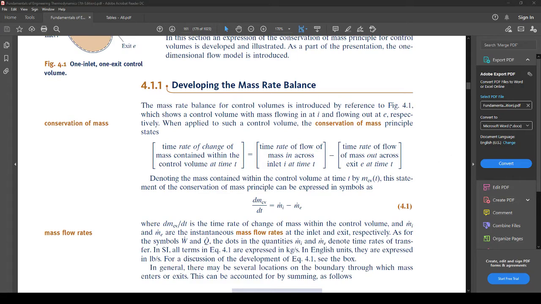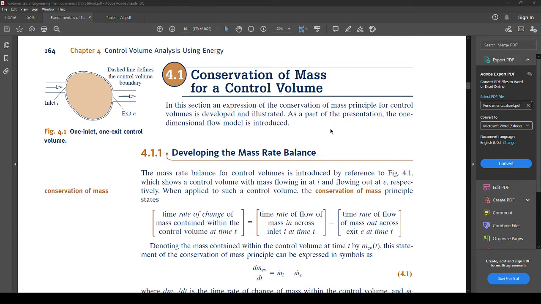So, we are starting chapter 4, as you guys can see. Chapter 4 is control volumes. And so, we need to start here and kind of define what a control volume is, right? So the first one, conservation of mass for a control volume.